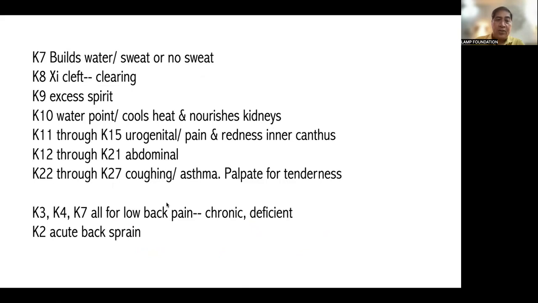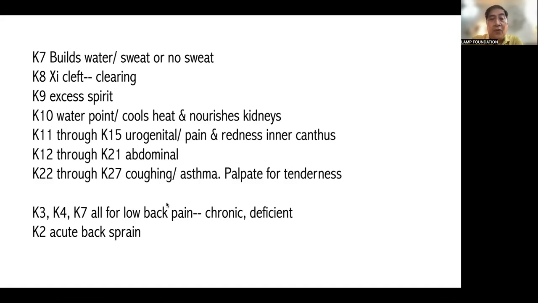Kidney 7 builds water, for sweat or no sweat. So for those who are sweating or not sweating, you use kidney 7. And the xi cleft point on kidney 8 for clearing, kidney 9 for excess spirit, kidney 10, water point, cools heat and nourishes kidneys, kidney 11 through kidney 15 for urogenital, pain and redness, inner canthus, kidney 12 through kidney 21, abdominal, kidney 22 through kidney 27 for coughing, asthma, and then you have to palpate for tenderness. So just choose 22 to 27.